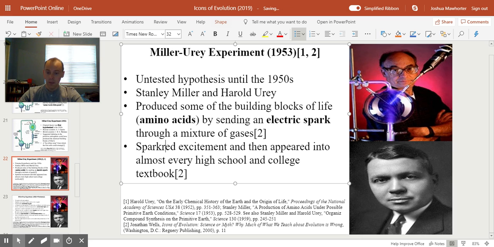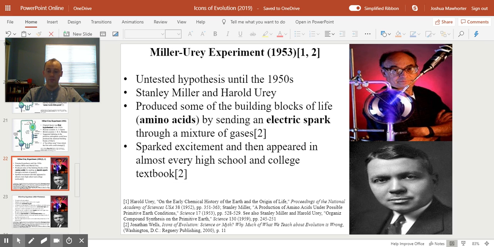Correct this typo here. This sparked excitement and then appeared in almost every college and high school textbook. And this was showing, or purporting to show, that life was created in a lab, or that the original conditions of the earth were able to be simulated, and it was shown that life was able to emerge from those conditions.